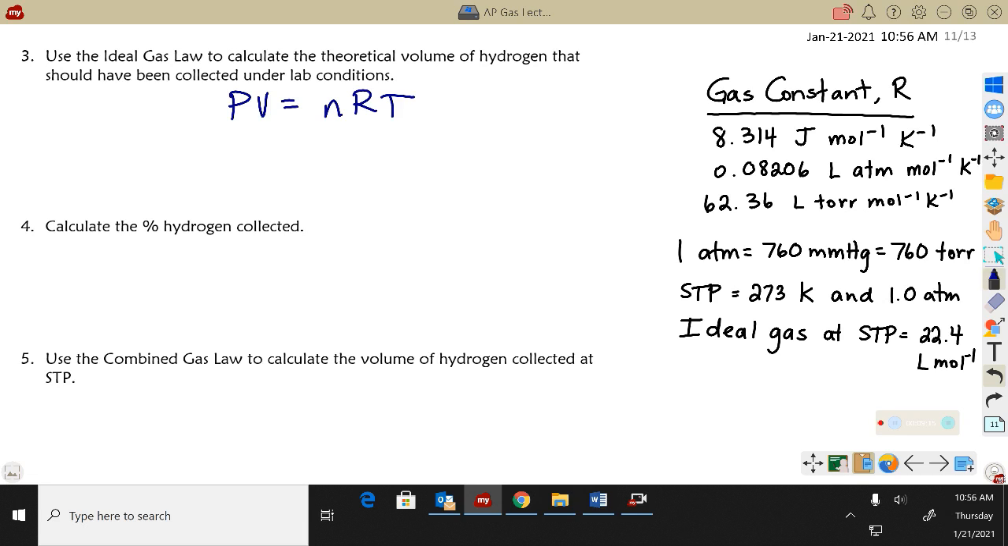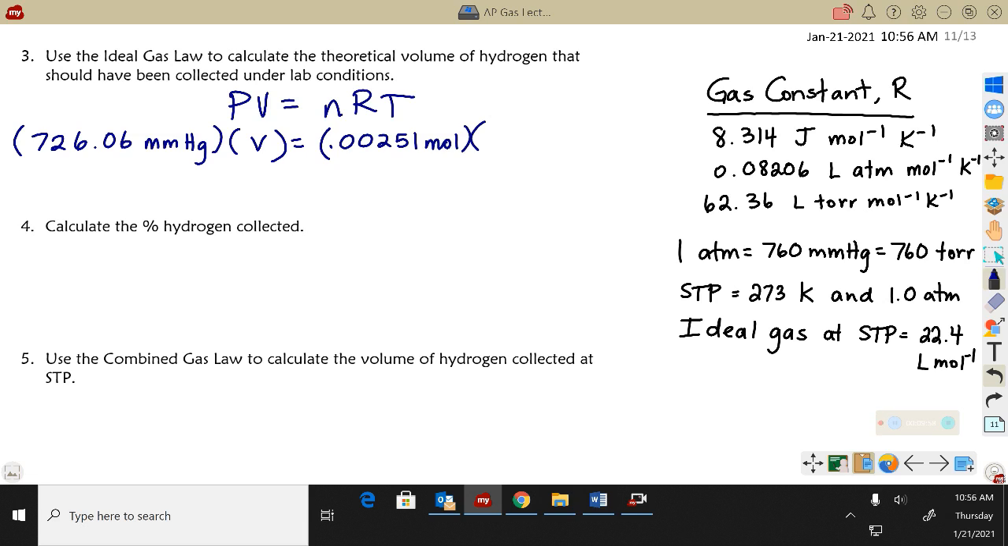P is the pressure. So this is all going to be in reference to the hydrogen gas in the lab. It's going to be the answer from question number 1. That should have been the corrected pressure of the hydrogen gas. That was really my answer from number 1, once I got rid of the pressure from the water vapor, there's the pressure of the hydrogen. V, volume, is going to be my variable. N stands for number of moles, 0.00251. And then comes R.